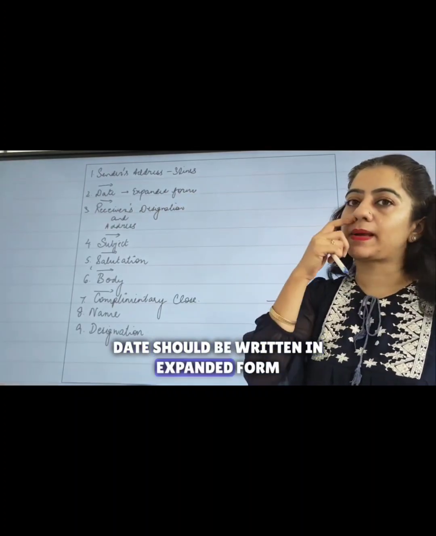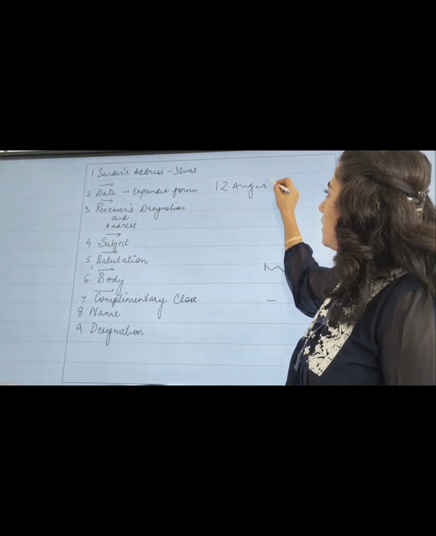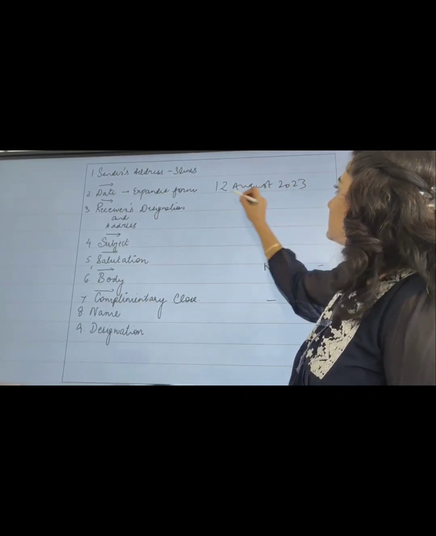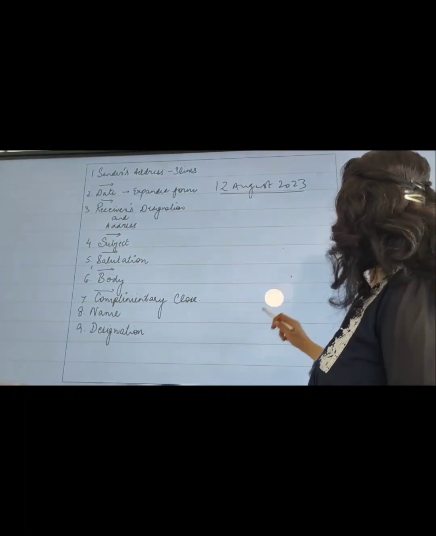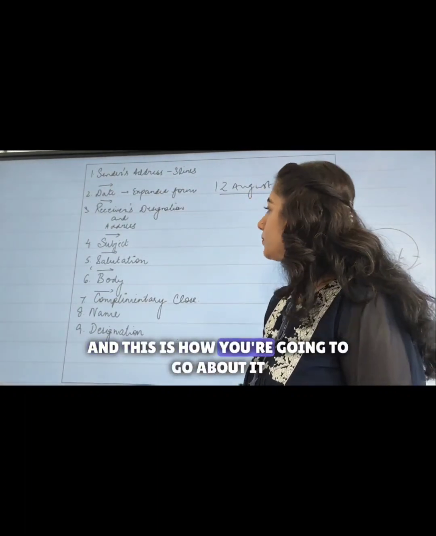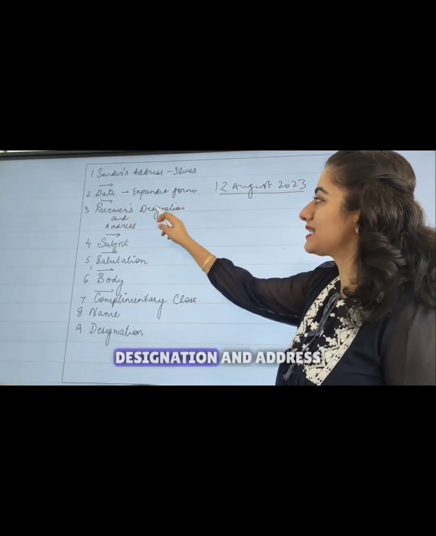Date should be written in expanded form. Suppose today is, this is the expanded style or expanded form of date. Okay, and this is how you're going to go about it. This is how you have to write. Then you will be writing receiver's designation and address.